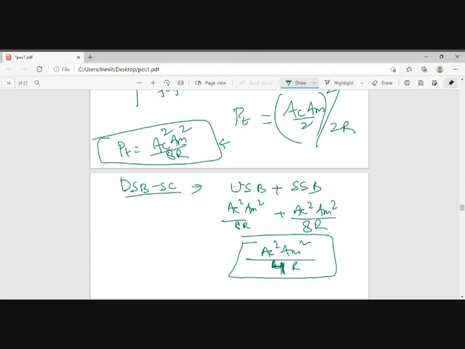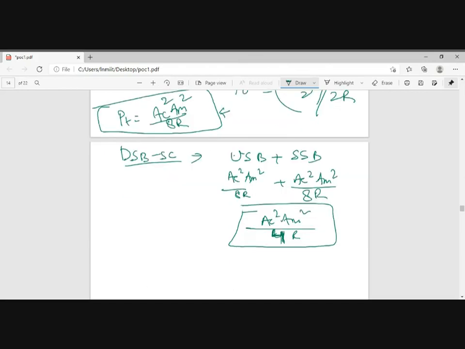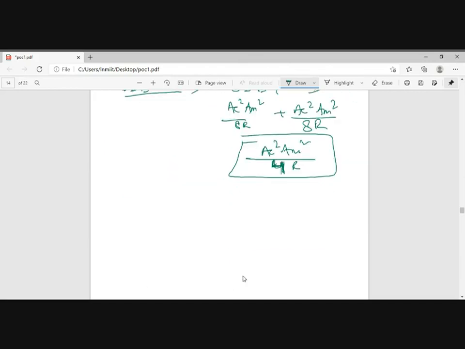If in an examination you are asked what is the efficiency of SSB-SC, whether SSB-SC has a higher efficiency than DSB-SC, let's clear it. Efficiency of SSB-SC is greater than, less than, or equal to DSB-SC. Simple question: efficiency of SSB-SC is greater than, equal to, or less than DSB-SC?